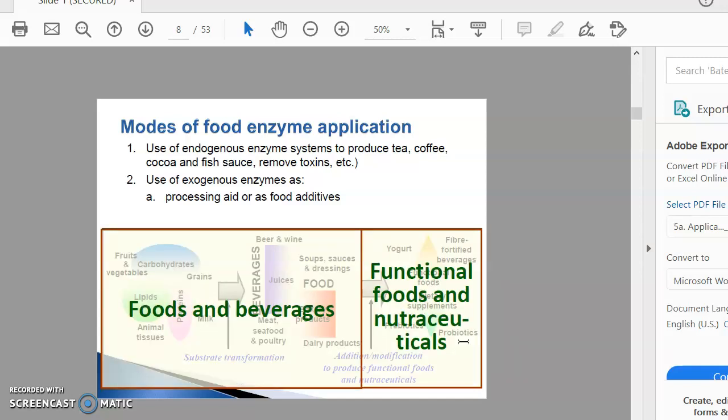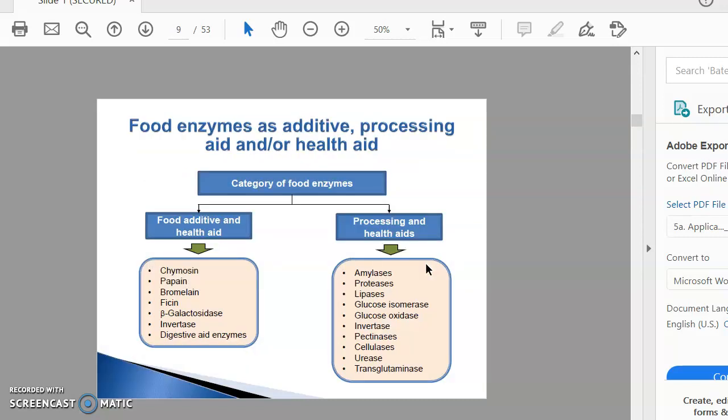As you can see here, the first column of the figure is for the food and beverages processing, and the second one is for the functional foods, which is the extra steps that can be taken to increase the value of the foods using the enzyme.